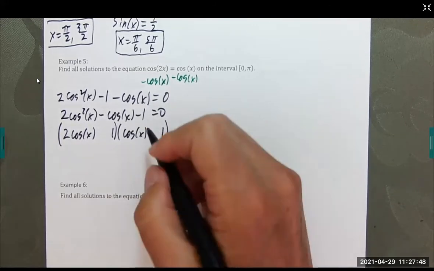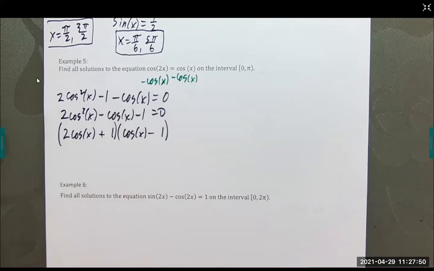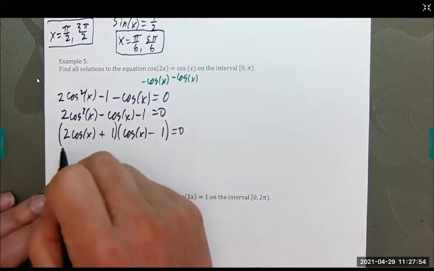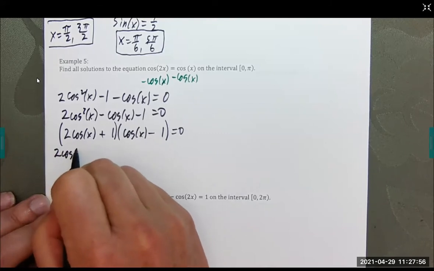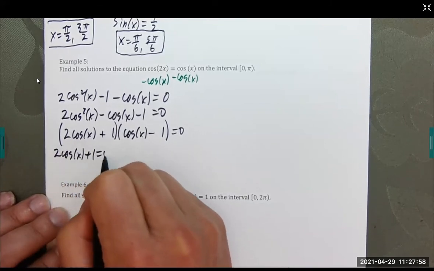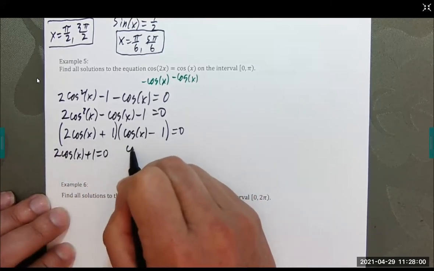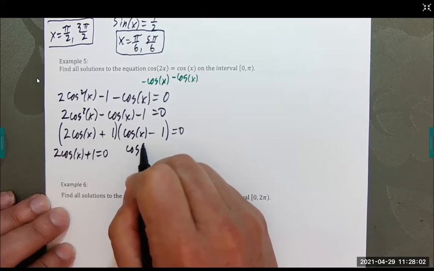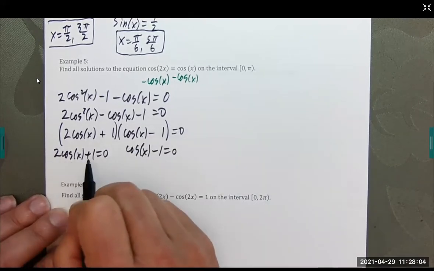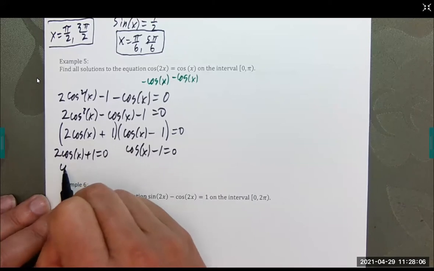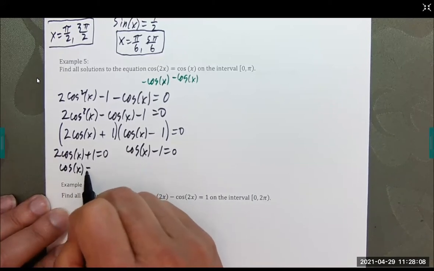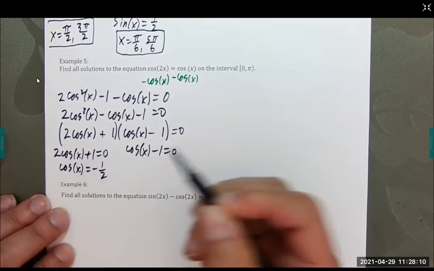And let's see, that's going to be minus there, plus there. That all equals 0. So 2 cosine x plus 1 equals 0. Cosine x minus 1 equals 0. So I'm going to subtract the 1, divided by 2, and add 1 here.